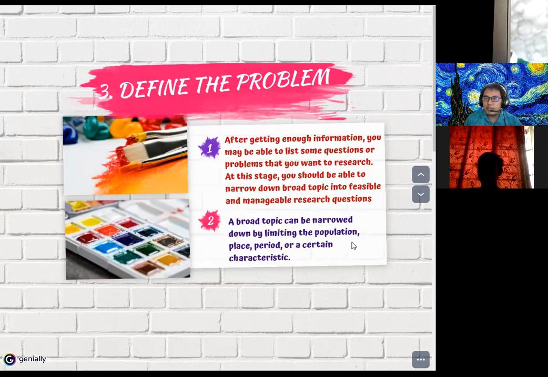Okay, so yung broad topic daw na yun, paano ba natin siya nina-narrow? So that certain broad topic can be narrowed down by limiting the population, place, the period, or a certain characteristics. So yung broad topic na yon, it can be narrowed down by just limiting the population. Let's say for example, the population of yours is nung una thousands of them. So you should think of a way wherein your population will be a bit less than thousands.